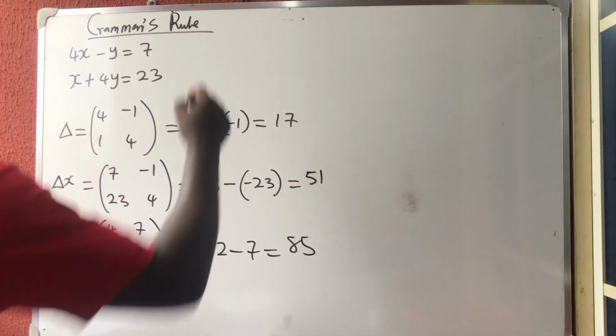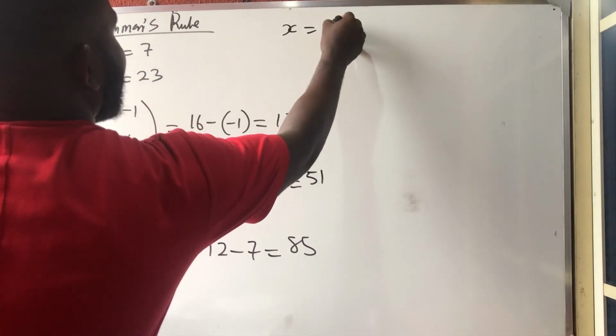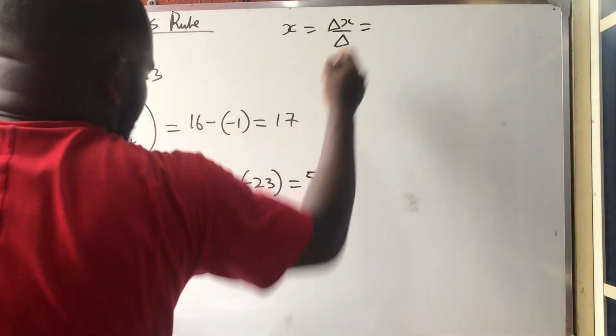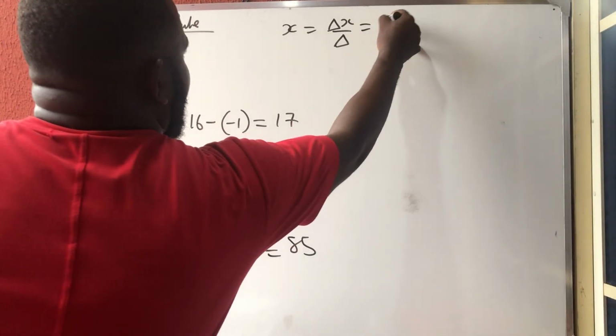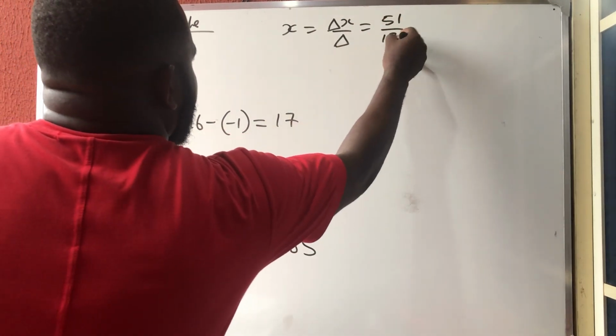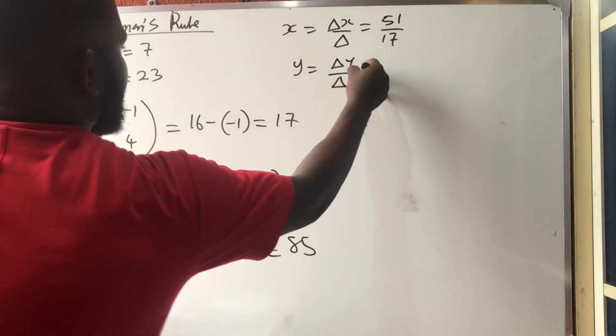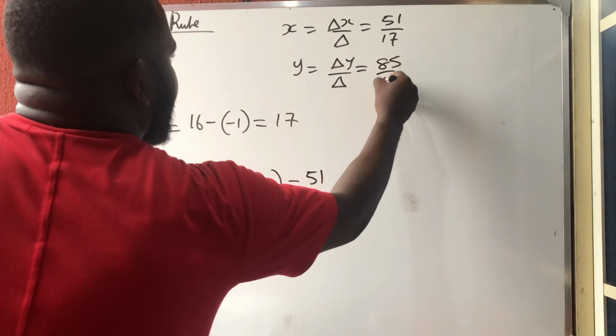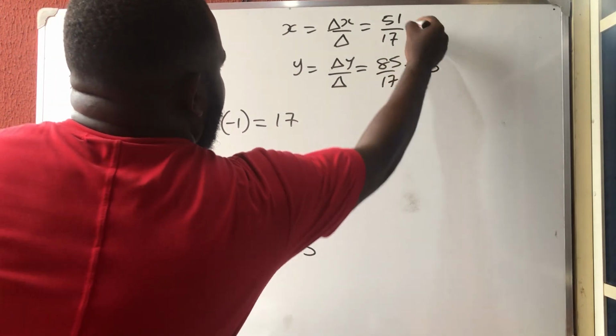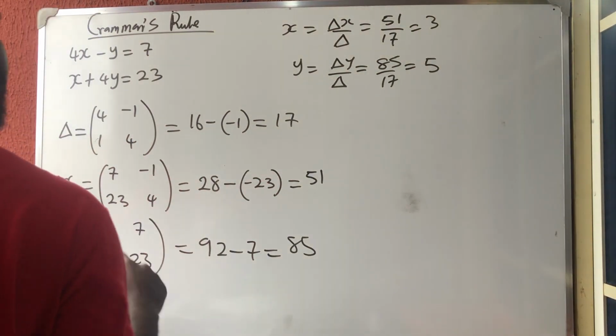So you are done. Your x that you are looking for is simply change in x over change, which is what? Change in x is giving me 51 over the change 17. So my y is simply change in y over change, which is what? 85 over 17. This one is 3 and this one is 5. Very simple. This is my favorite.